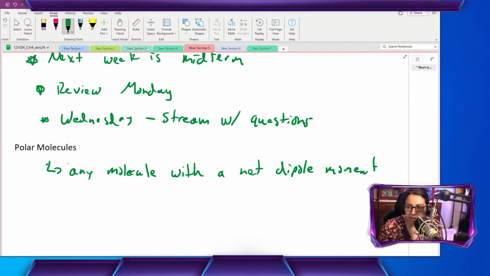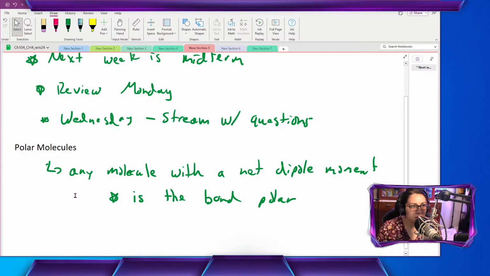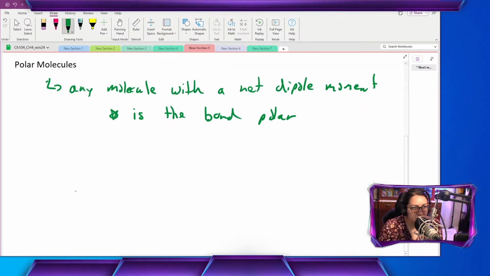Let's examine the steps that we have to go through to determine whether a molecule has a net dipole moment. The first question that we have to ask is: is the bond polar? We can start by examining each individual bond, and so let's do that with this molecule.